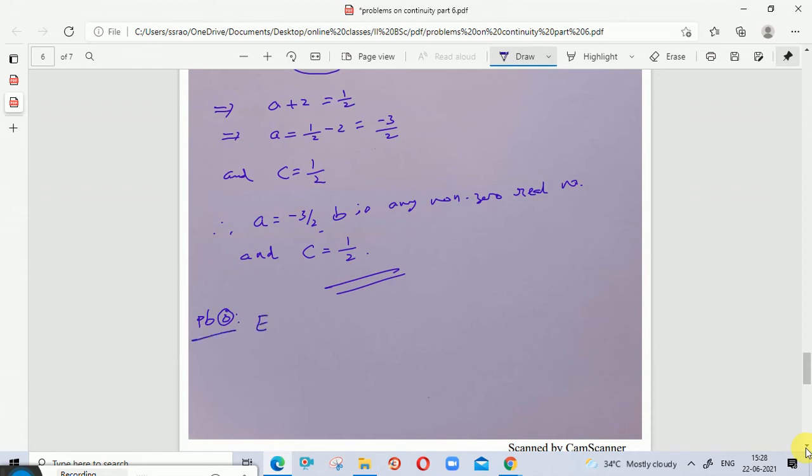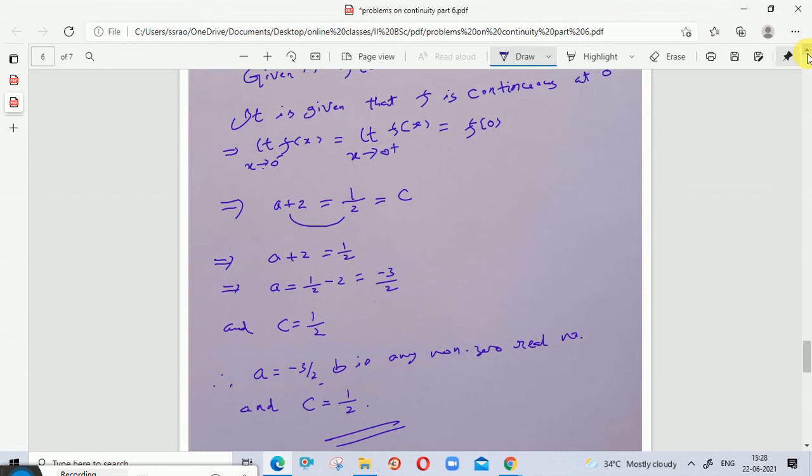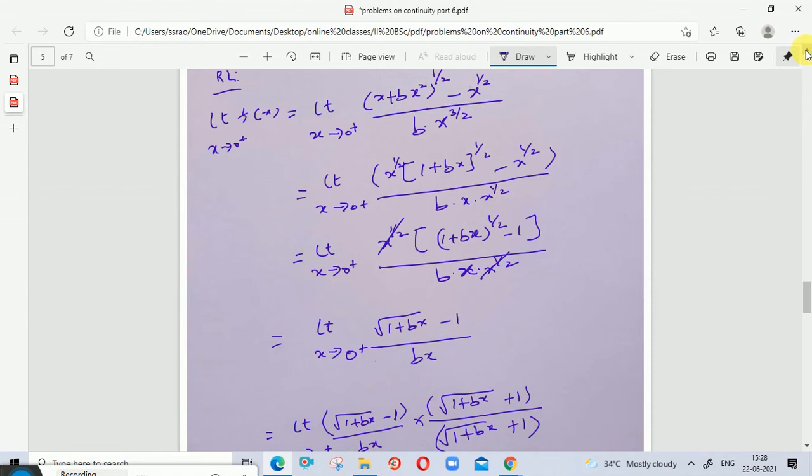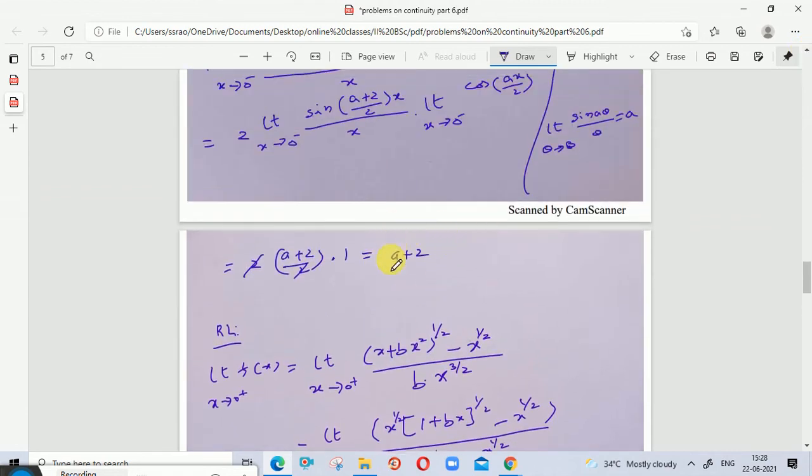Examine the values of a, b, c determination. Given that f is continuous at 0, the left limit is equal to the right limit is equal to the function value. Is this clear? Clear, sir. So the limit of f of x as x tends to 0 minus is a plus 2. We have already calculated. Look, the left limit is a plus 2.